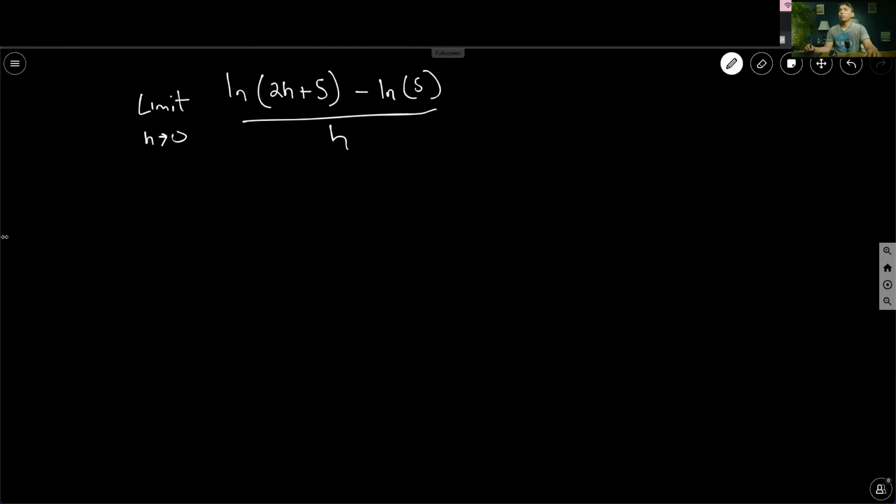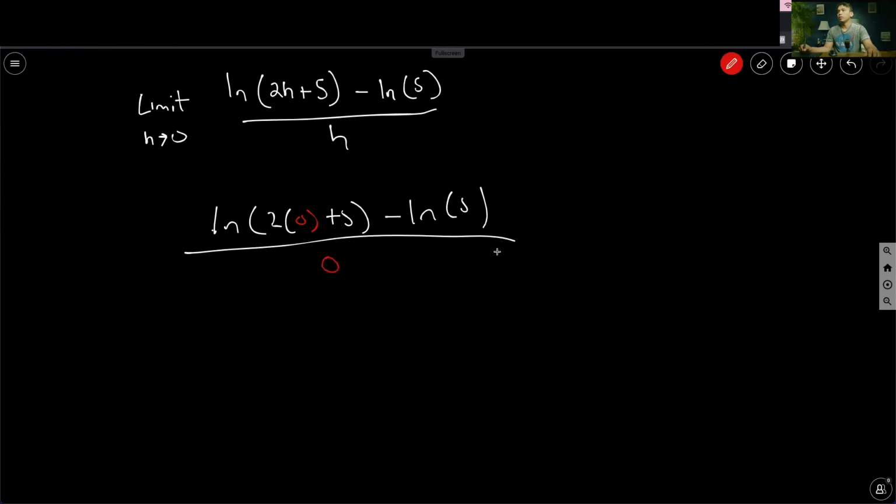So this will be the sketch of that graph. All right, so for this problem, we have the limit as h goes to 0 of ln of 2h plus 5 minus ln of 5, divided by h. As with most limits, the first thing we should try is plugging in 0 for h. So we have ln of 2 times 0 plus 5 minus ln of 5, all over 0. On the top, 2 times 0 is 0 plus 5, so ln of 5 minus ln of 5, and on the bottom you have 0.